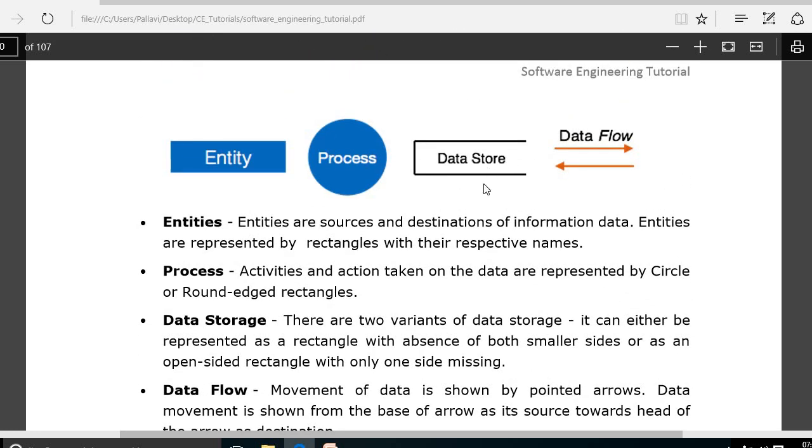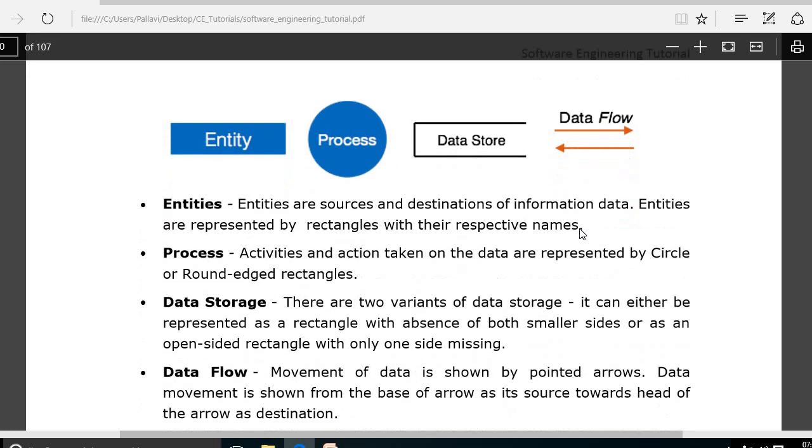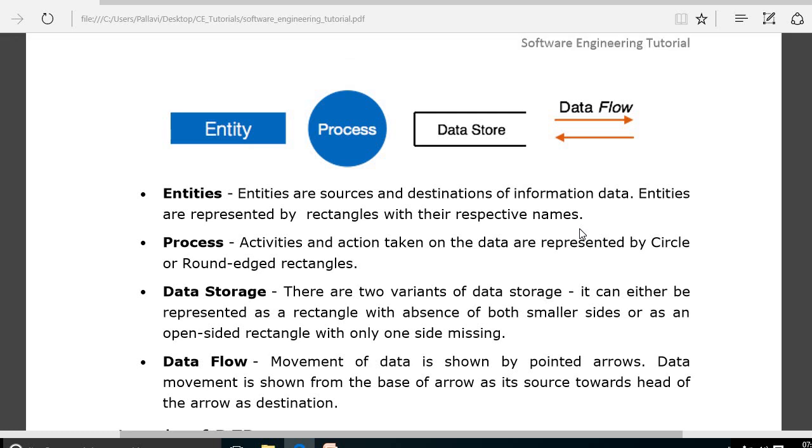So this is data storage. And data flow is the movement of data, shown by pointing arrows. Data movement is shown from the base of the arrow, the source, towards the head of the arrow, the destination.